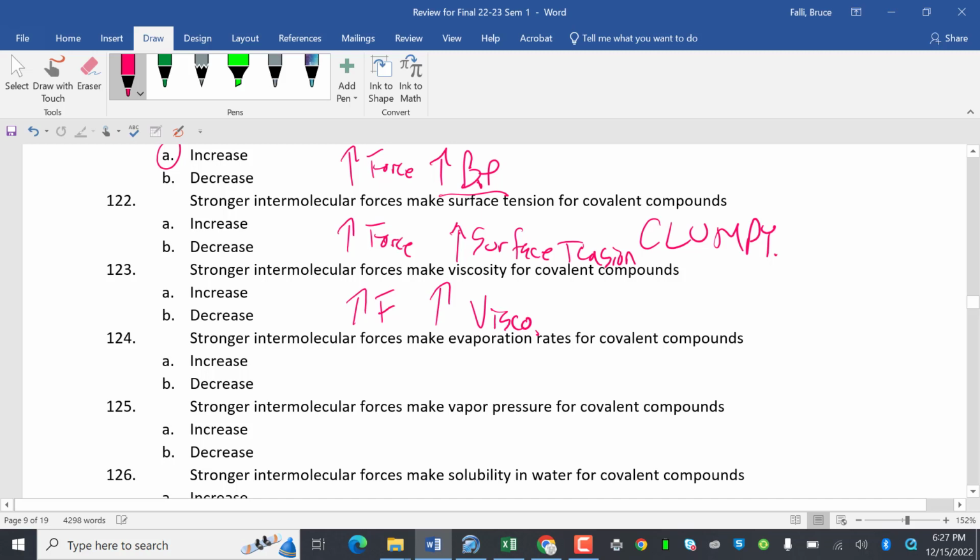Stronger intermolecular forces make evaporation rates go down. Remember, if you clump more, your evaporation rate goes down.